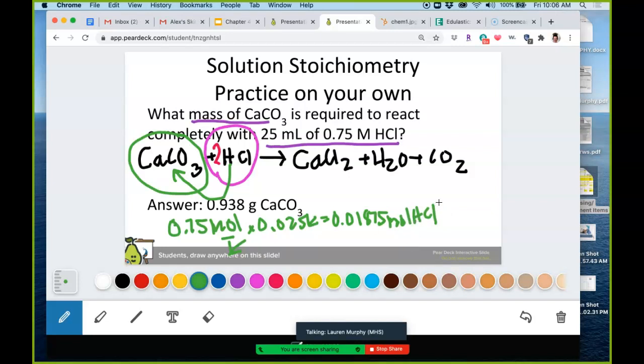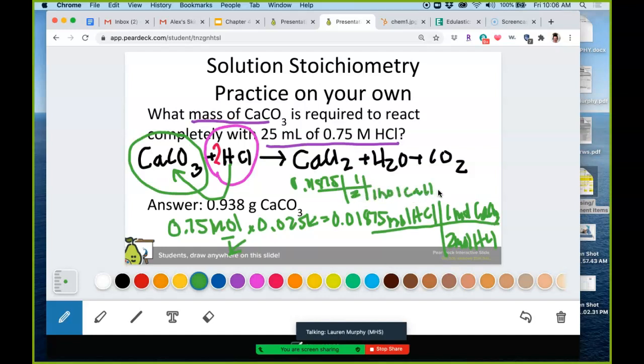Well, now that I'm in moles, I can do stoichiometry or mole ratios. So 2 moles of HCl and 1 mole of calcium carbonate reacting. Sorry, I ran out of room. Let's see if I can do it over here real quick. It's a 2-to-1 ratio, right? And then you'd say 1 mole of calcium carbonate has a certain molar mass. I'll look it up for you guys. 100.09 grams per mole.